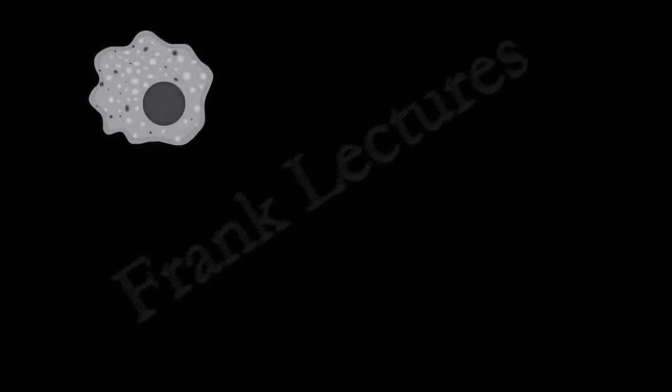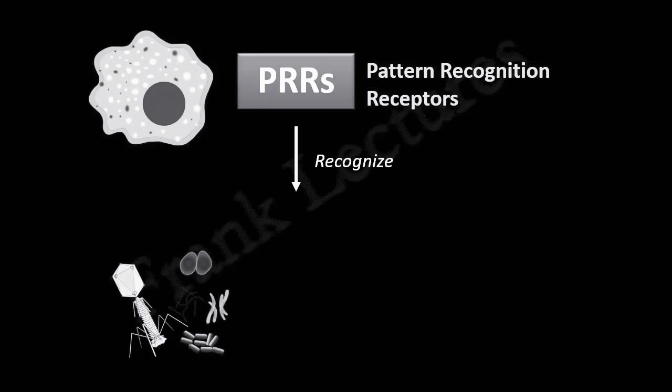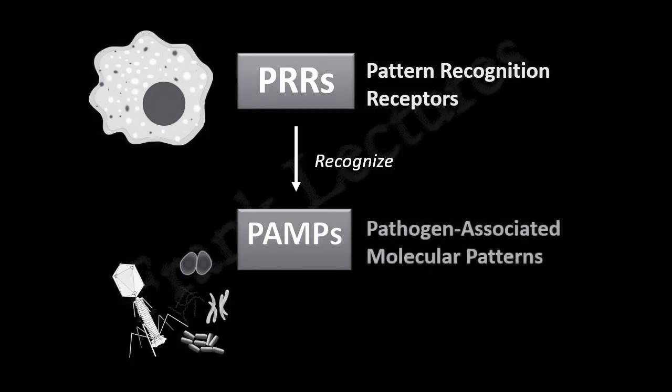From our previous lectures, we know that the phagocytes such as a macrophage have pathogen recognition receptors on their plasma membrane. These pathogen recognition receptors recognize specific molecular patterns on the invading microbes such as bacteria. And these molecular patterns are known as PAMPs, that is, pathogen associated molecular patterns.